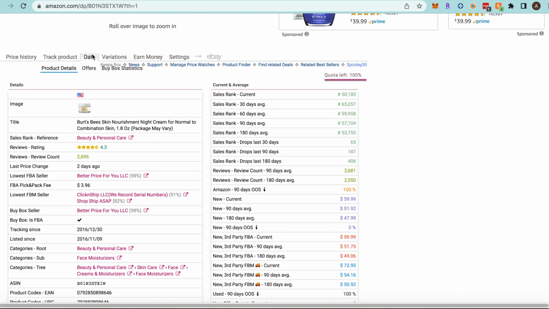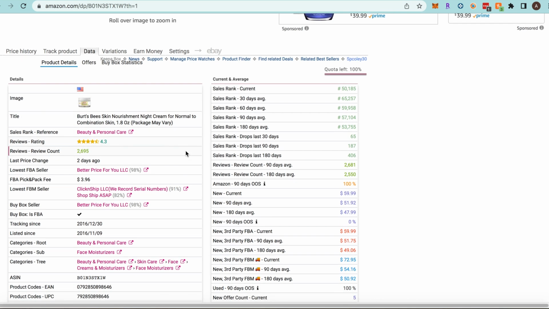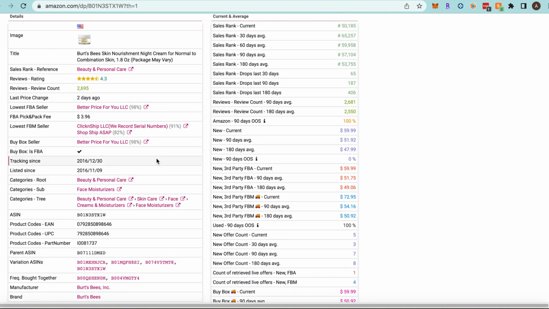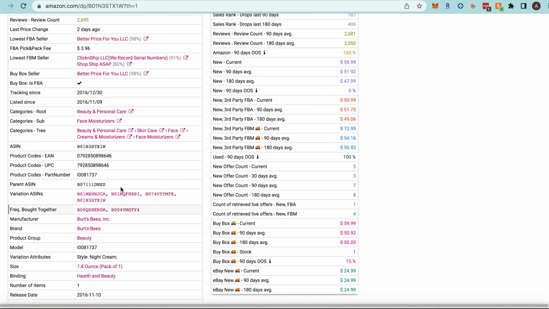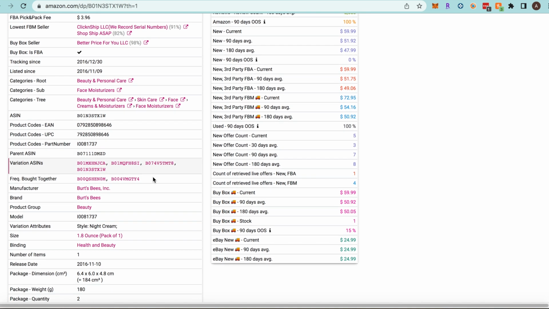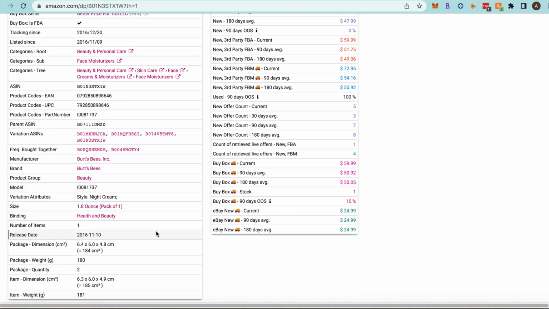Next, I want to go into the data tab. There's 3 sub tabs under that: the product details, the offers tab, and the buy box statistics. So the product details page will just show you all of the data you want to know on this listing. It gives you all of the specific details on what product it is, which categories it's under, the ASINs, the UPCs, the weight or the size of the product.